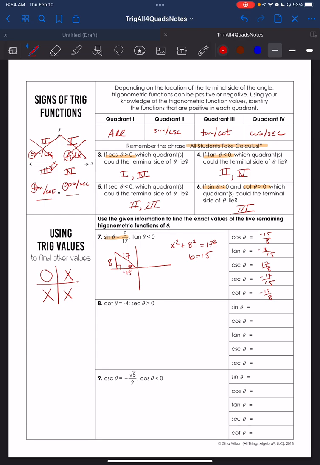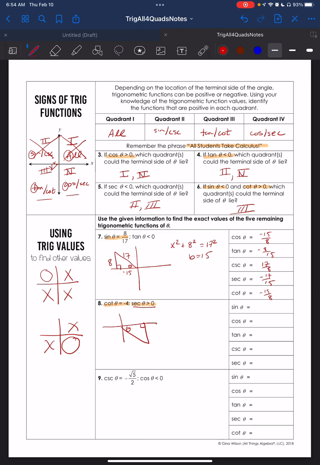Next one. We are given that cotangent is negative 4 and secant is positive. So let's figure out where we're at. We know that cotangent is negative, so we cannot be here because that's where cotangent's positive, and we definitely can't be in the first quadrant because everything's positive there. All right, so we're down to either quadrant 2 or quadrant 4. But we're given that secant is positive, and that only happens in the fourth quadrant.